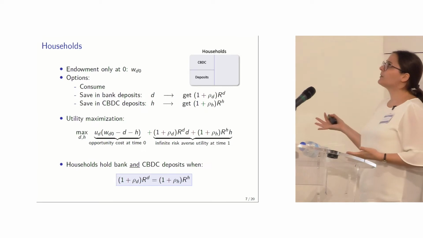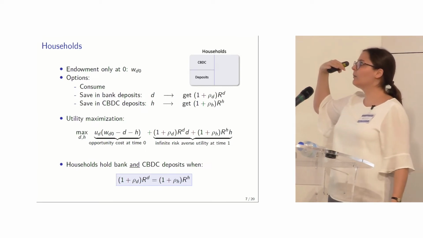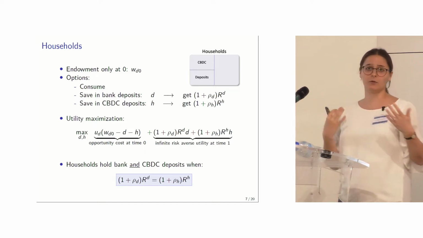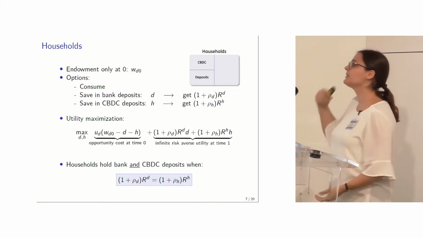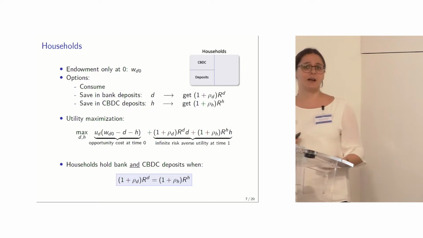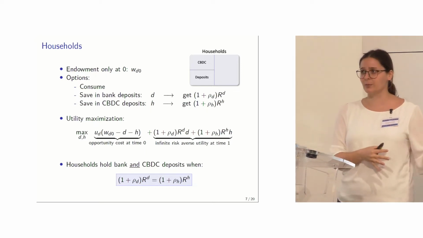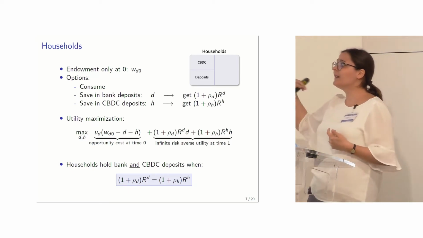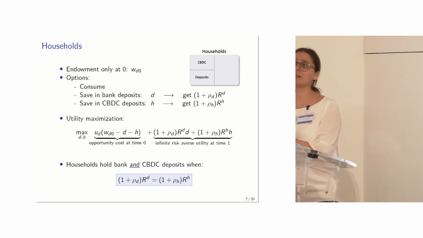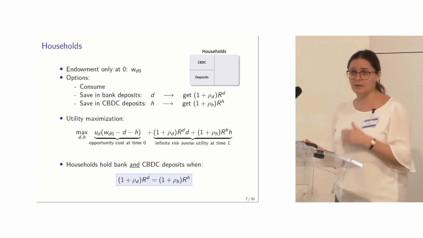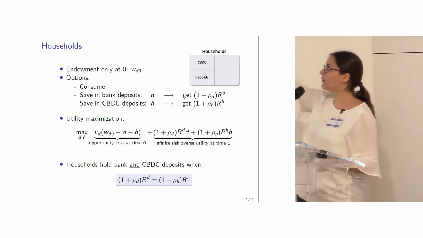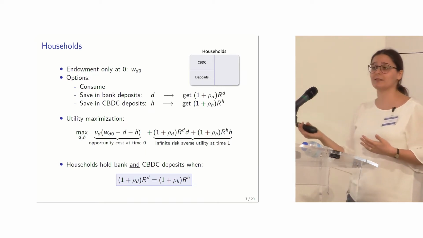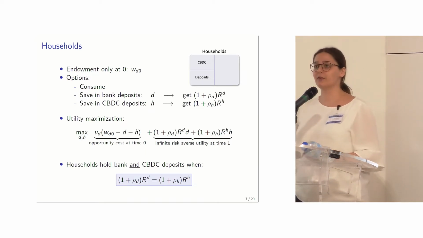So here is what happens to the households. As I said, the model is in two periods, so households need to consume in both periods, so they have the possibility to exercise the saving option in order to consume in the second period. And here, they have two possibilities. They can put their savings either in bank deposits or in CBDC deposits, and for each option, they are going to get an interest and a convenience yield.